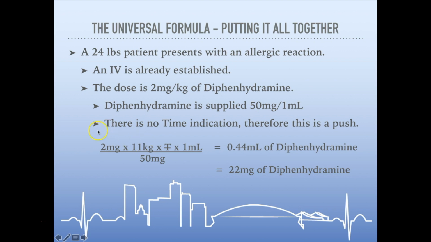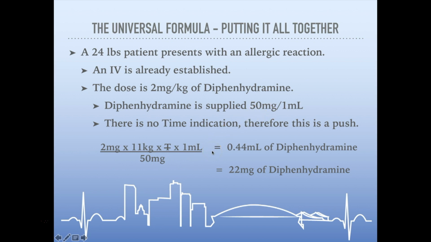And when we set our formula up, you'll see that we need to put 2 milligrams for our desired dose. We'll multiply that by our weight in kgs. So we'll convert 24 pounds, divide that by 2.2, and we get 11. We'll leave our time variable out. We'll multiply all of that by our volume, which is 1 milliliter that our diphenhydramine is supplied in. And our supplied amount for diphenhydramine is 50 milligrams.